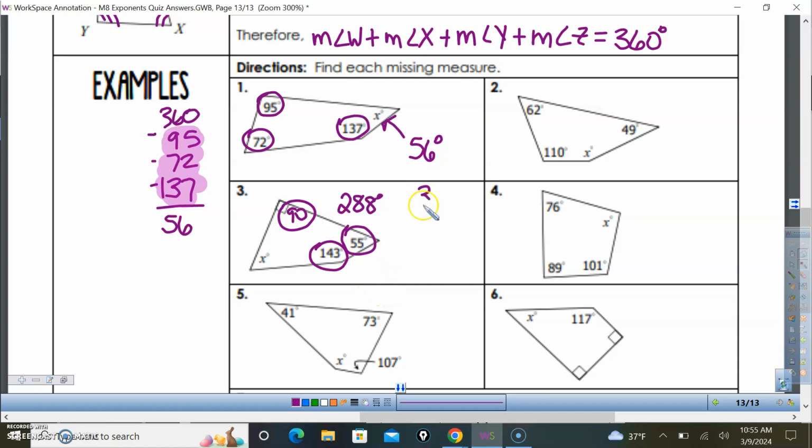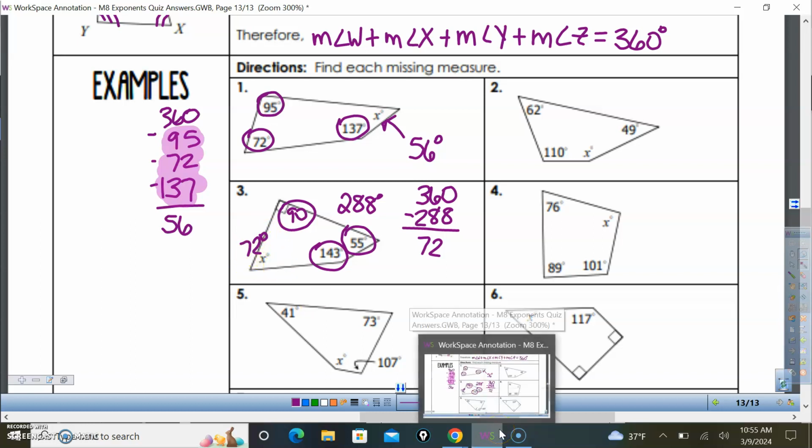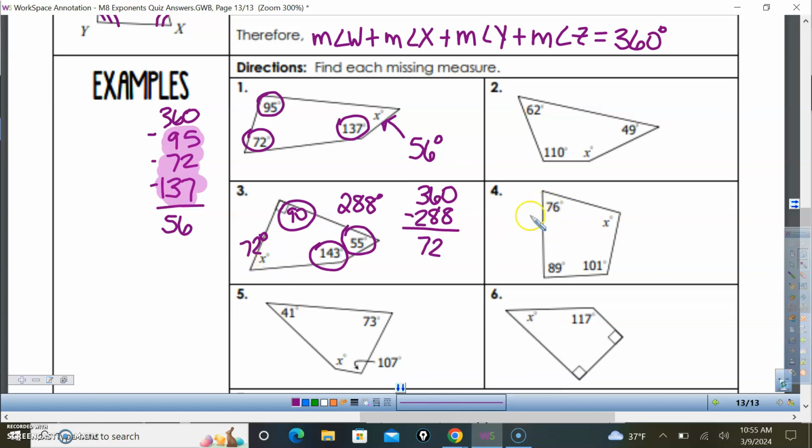So what you can do is then say, okay, a quadrilateral adds up to 360. If I subtract the 288 from it, I get that there are 72 degrees left over for angle X right here. So that was a preferred way I noticed most students solving those. So for number 5 right here, I'm going to add 41 plus 73 plus 107.